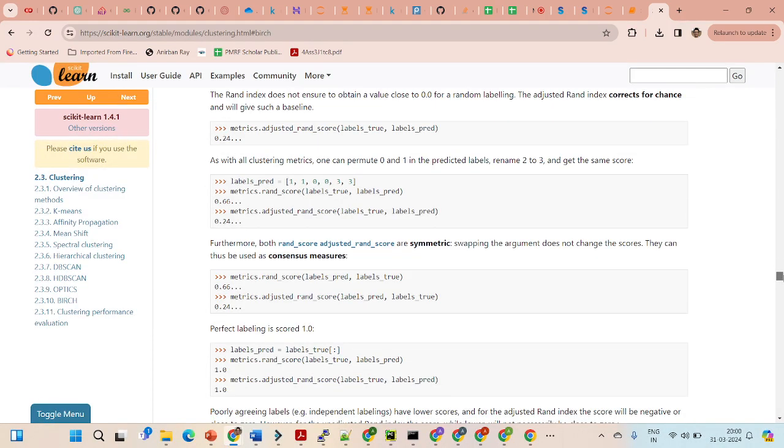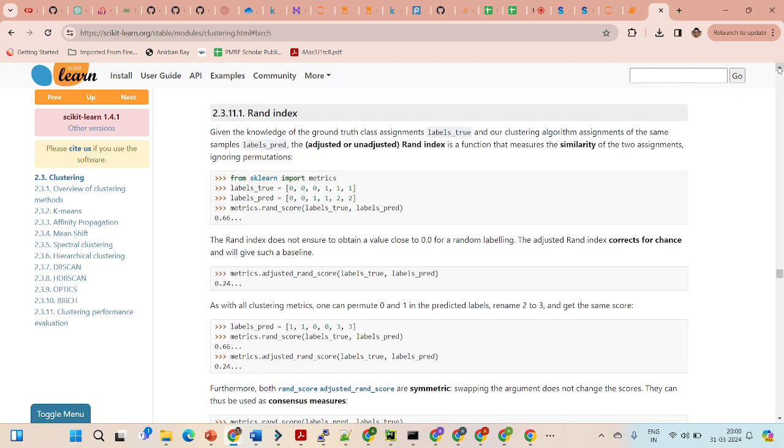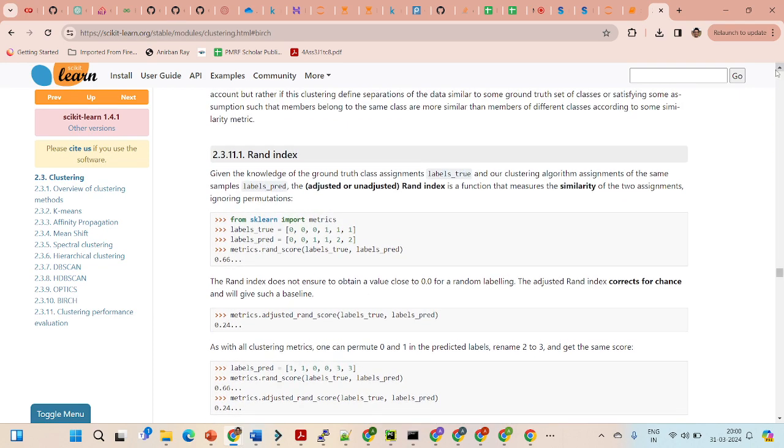Rand index, here it is. What they're calling the Rand score. So what you have to do is calculate the prediction first, okay? Then using these two, you can get the RAND score. That is the RAND index here, okay?